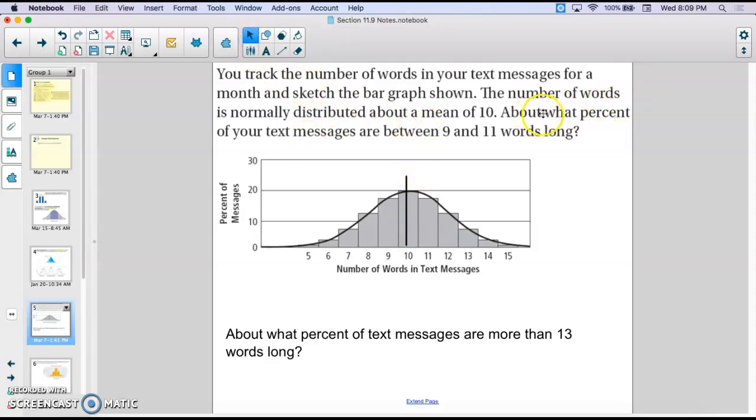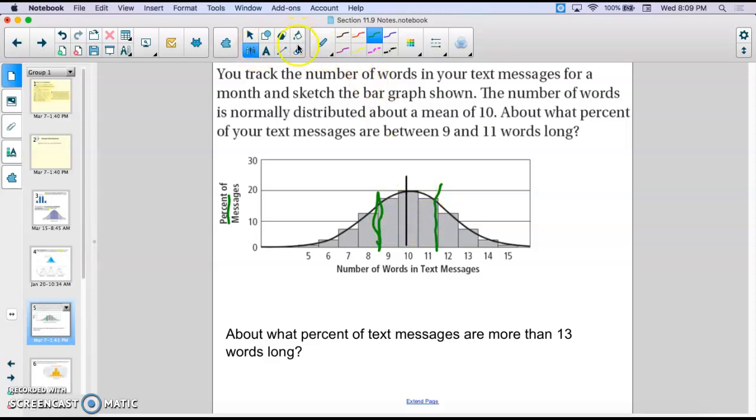We need to figure out about what percent of your text messages are between 9 and 11 words long. Now, if you add every single possibility up, it's going to be 100%. But we only want the 9, 10, and 11s. If you look at our y-axis, it says percent of messages. Since it says percent, it's actually really nice. So we're just going to add these 3 percents together.